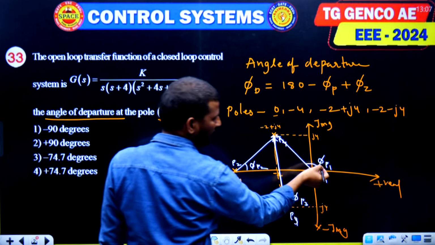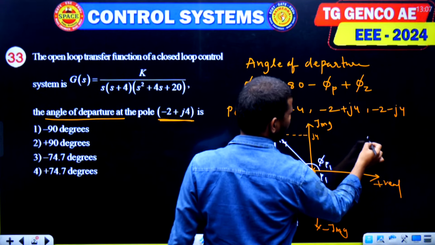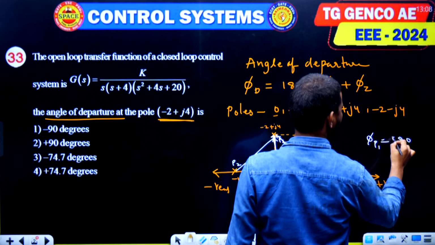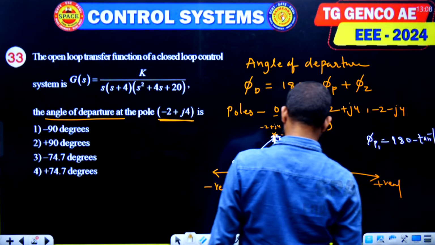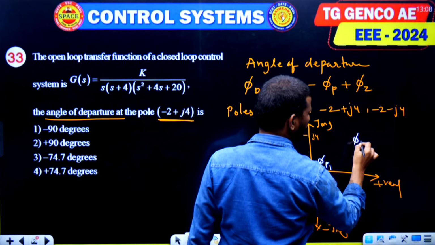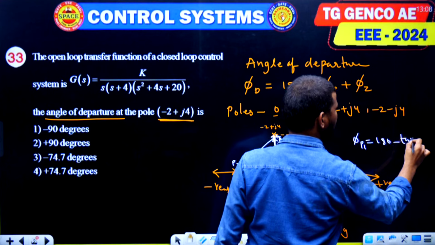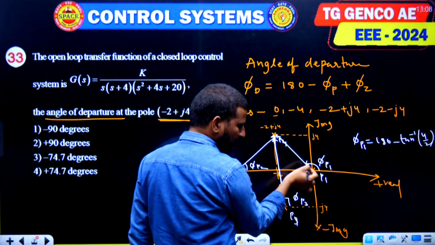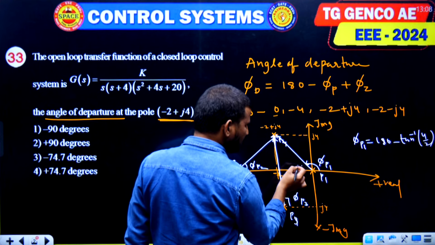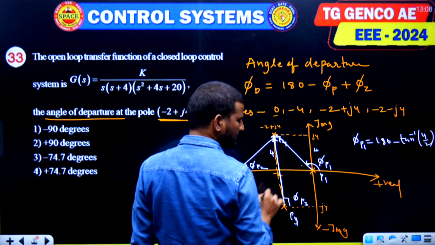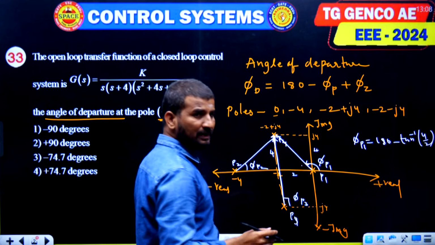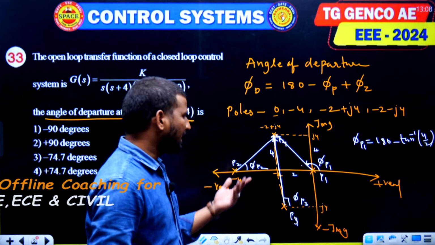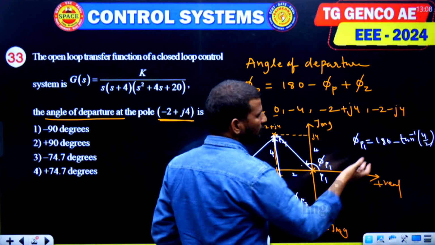Observe here, the angle of P1, phi P1, we can easily write as 180 minus tan inverse of 4 by 2. Why? If you want to measure this angle here, it is 180 minus this angle. While comparing, this is 4 units in magnitude and this is 2 units in magnitude. Tan inverse is the modulus of imaginary by real, imaginary is 4, real is 2, so 4 by 2 is 2.